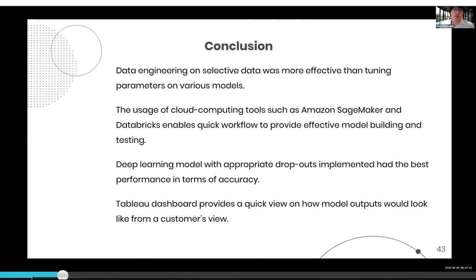And lastly, we built a Tableau dashboard and some other dashboards as well. Tableau is just one of them. It provides a very quick view of how the model outputs would look from a customer's perspective. We have seen all these metrics, but how does it actually tie to the actual product itself? Tableau basically provides a very quick visualization of that.